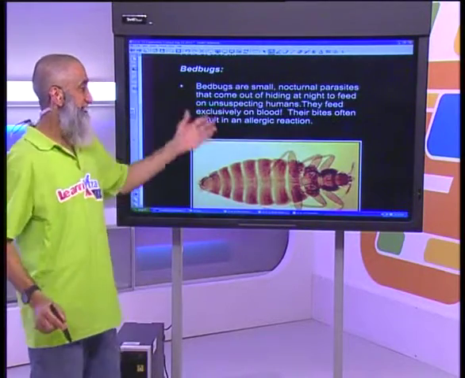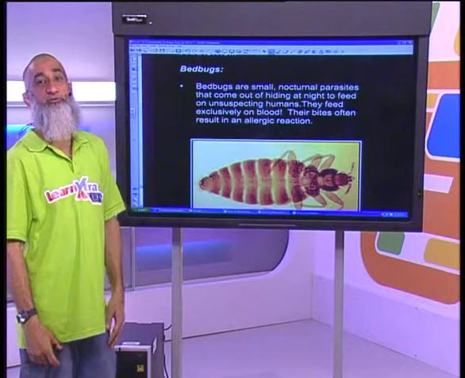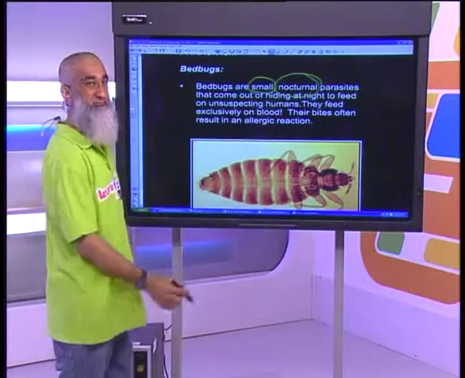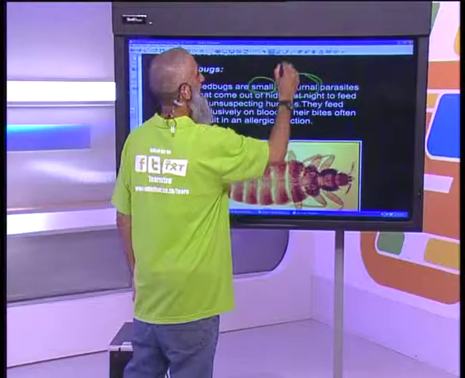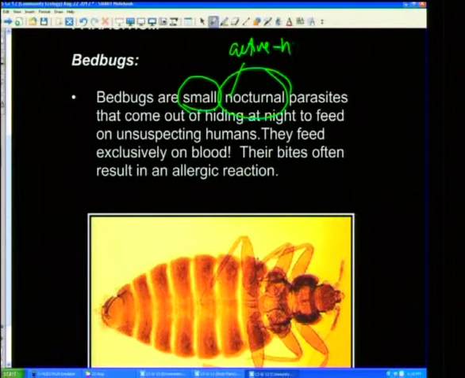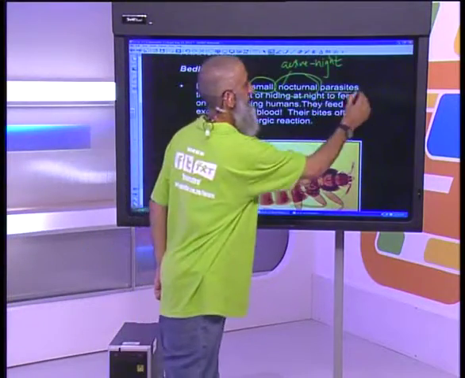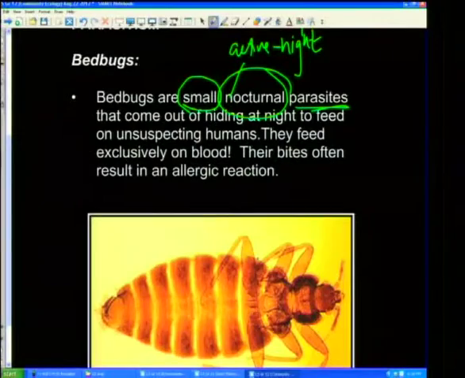Yep. This one's here, we all may have encountered some time or the other bed bugs. These are small, nocturnal parasites. Nocturnal, by the way, some environment ecology, nocturnal, they are active at night. Like many of you who are more active at night than during the day. And they are parasites. We know what a parasite is on unsuspecting humans like you and I, all of us. They feed exclusively on blood.